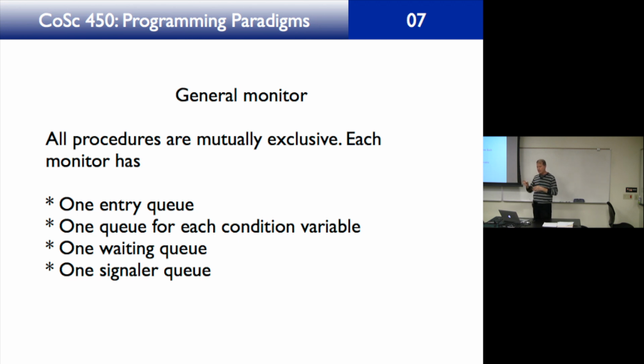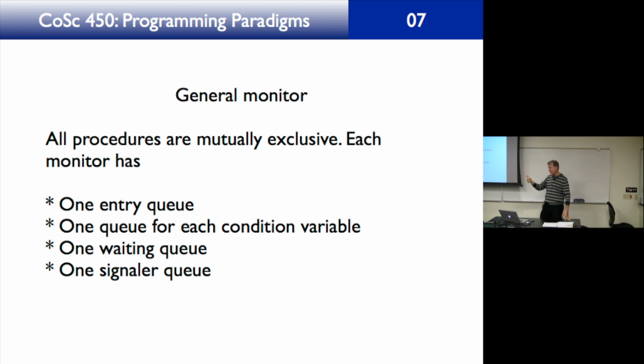All right? Now, the second kind of queue that a general monitor has is one queue for each condition variable. We've already seen an example of that. But one thing we didn't consider before is that in general, there is also one waiting queue and one signaler queue. Now, why do you suppose there's a waiting queue and a signaler queue? Because what are the two basic operations that we can do on a condition variable? We can execute what?